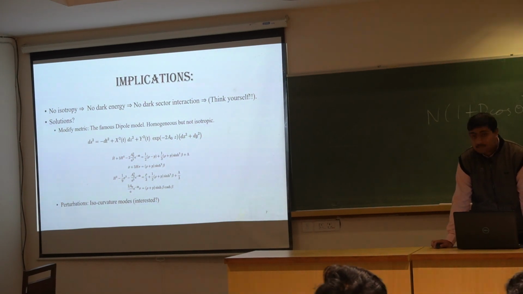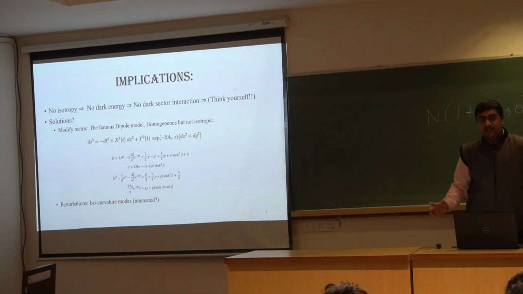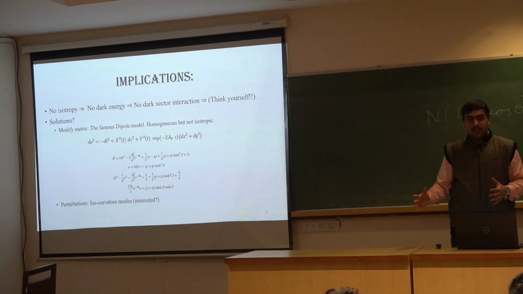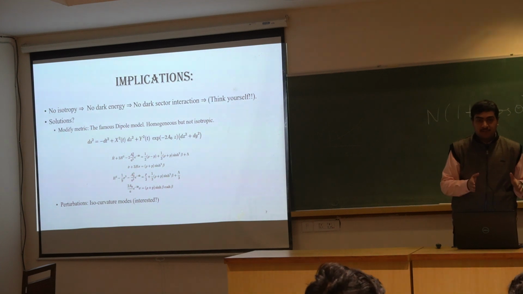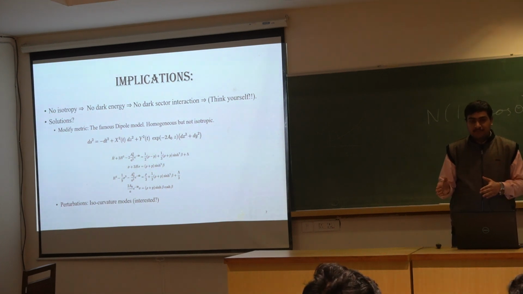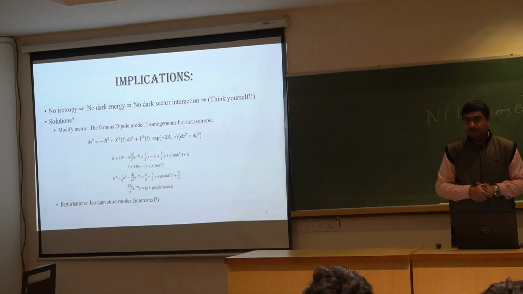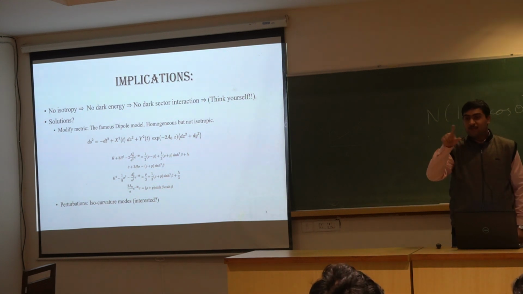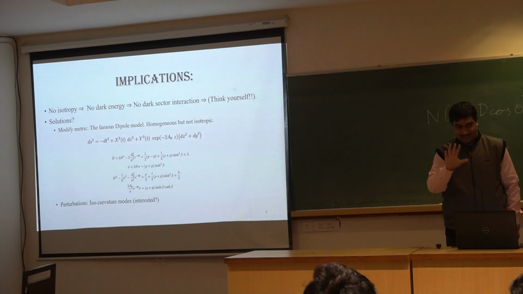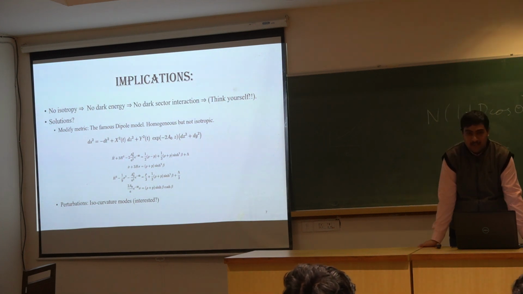What's the difference between homogeneous and isotropic? Homogeneity means your density is the same in all patches of the sky. Isotropy means in whichever direction you go, the universe should look the same. Homogeneity implies isotropy, but it's not the opposite. It's a one-way relation. Sorry, isotropy implies homogeneity. My bad. Thanks for pointing that out.